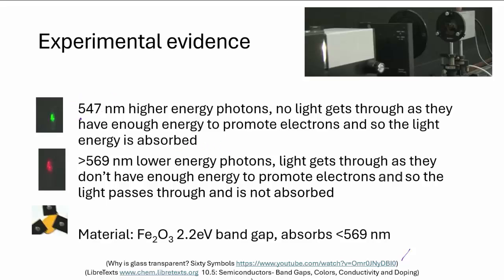And so he puts in 574, and then he lowers the energy of the photons. And when he lowers the energy of it, it goes through the material. So the lower energy, which is at less than 569 nanometers of light, in the reddish area, allows light through. So that's the experimental evidence, and this is the theory behind it.